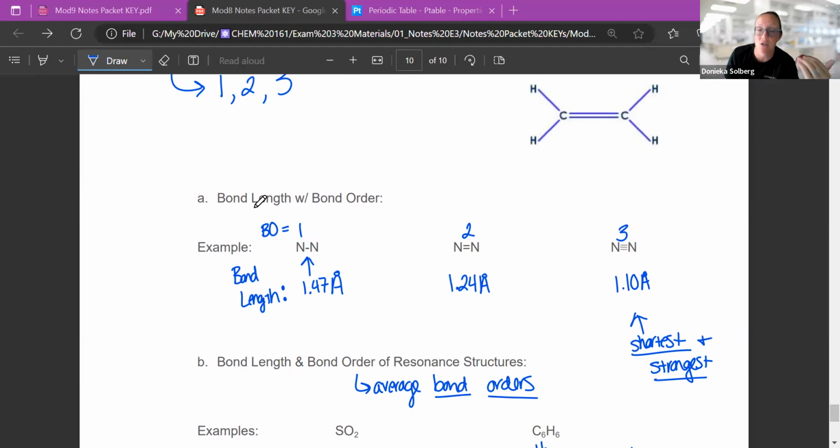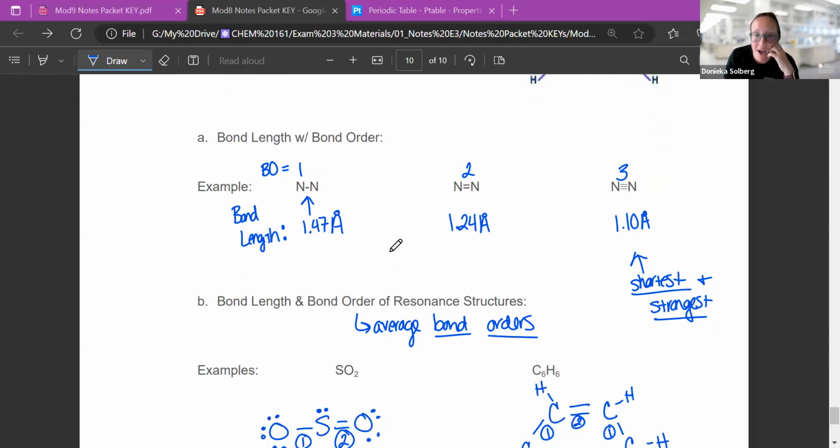I also said it has to do with bond length. So this is bond order 1, single bond, versus double bond order 2, versus triple bond order 3. This one is stronger. This one is the weakest. Also, bond length-wise, the length of this bond is 1.47 angstroms, whereas this one is 1.24 angstroms, whereas this one is 1.10 angstroms. So the nitrogen triple bond is both the shortest and the strongest. And again, this will always hold true for single versus double versus triple bonds, called bond order.